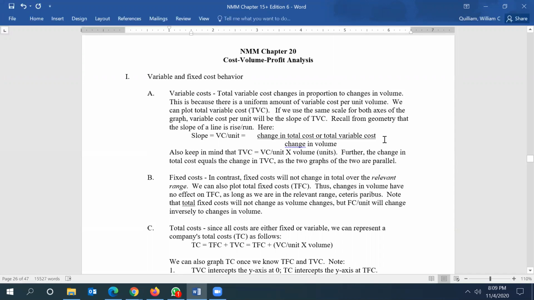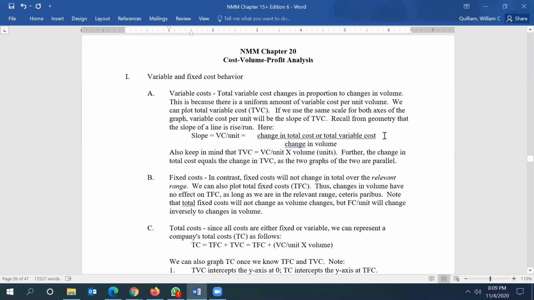I have a little formula to figure out the slope or variable cost per unit. Variable cost per unit is always the slope of the variable cost line because variable cost per unit is the rate of change. So for every additional unit that we make, the change in total variable cost is variable cost per unit. So slope or rate of change, same thing.